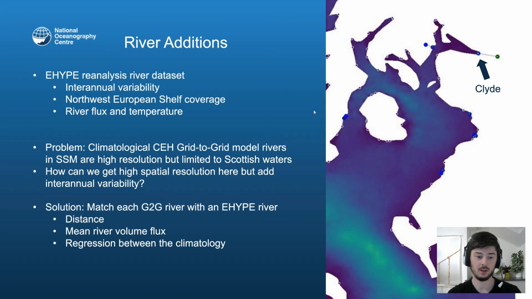The solution we've come up with is to match each of the grid-to-grid rivers to an eHype river, and that matching is done based on the distance between the two nodes, the two points, as well as the mean volume flux and the regression value between the climatology of eHype and the climatology of the grid-to-grid data. On the right, just some examples in Scotland. We've got the more numerous grid-to-grid nodes for the rivers around the coast, and then an example of matching the Clyde grid-to-grid node to an eHype node.